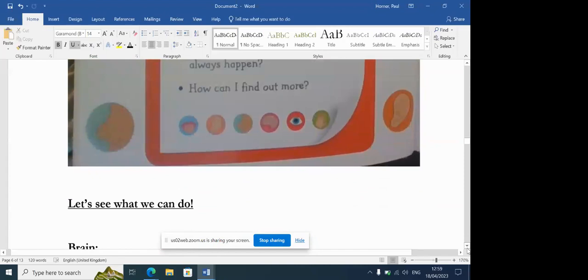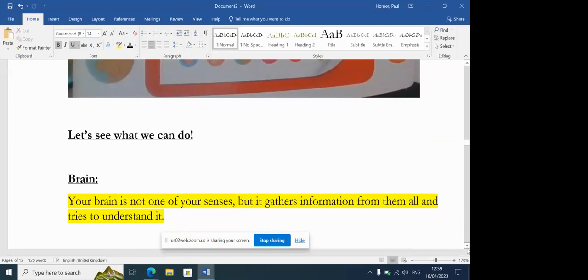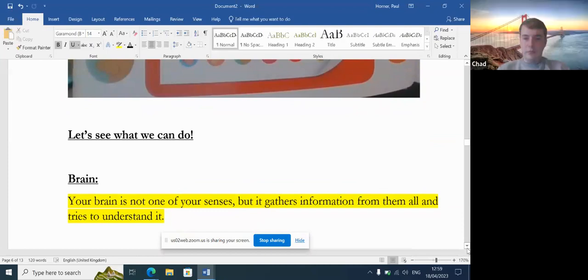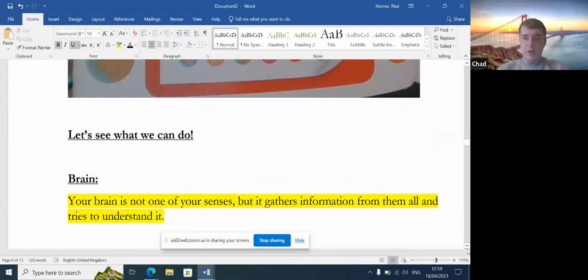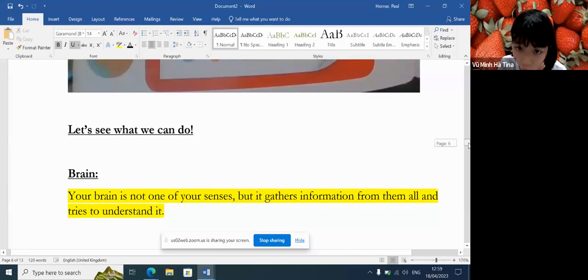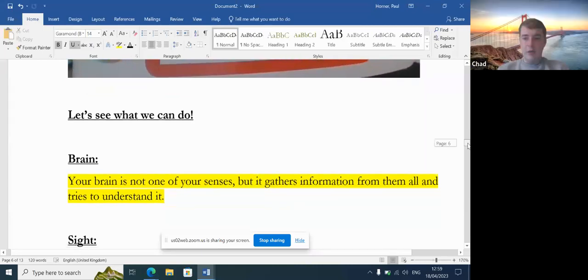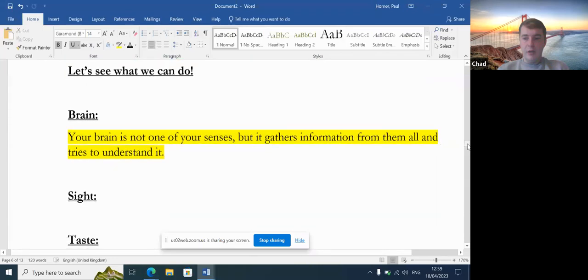Okay, let's see what we can do. Right, so let's see what we can actually do here. You know your brain is not one of your senses, but it actually gathers all of the information from your senses. Yep. So yes, your brain is not one of your senses.